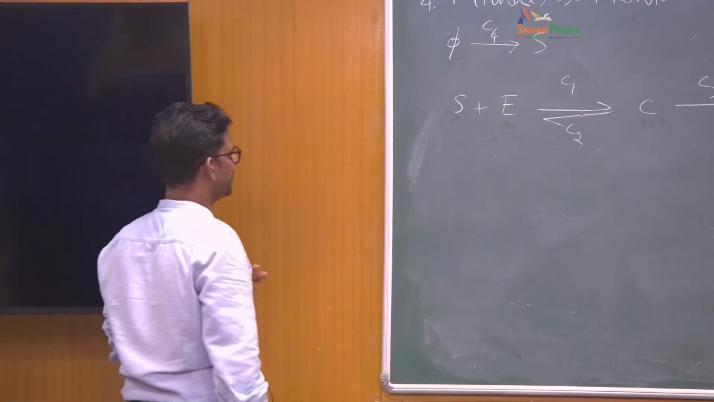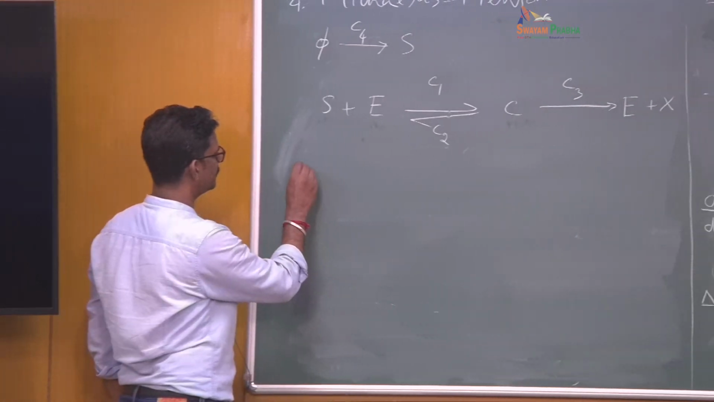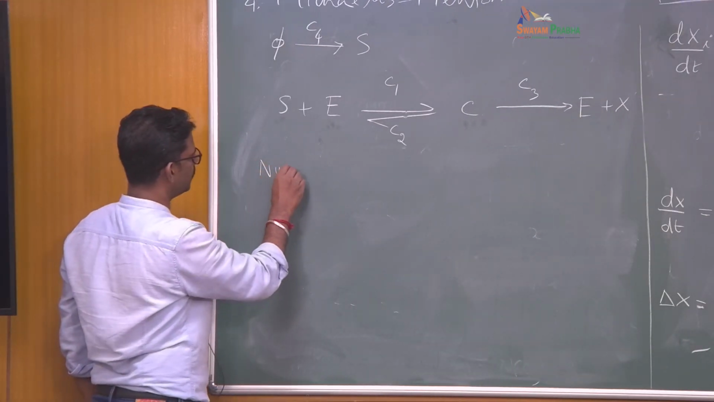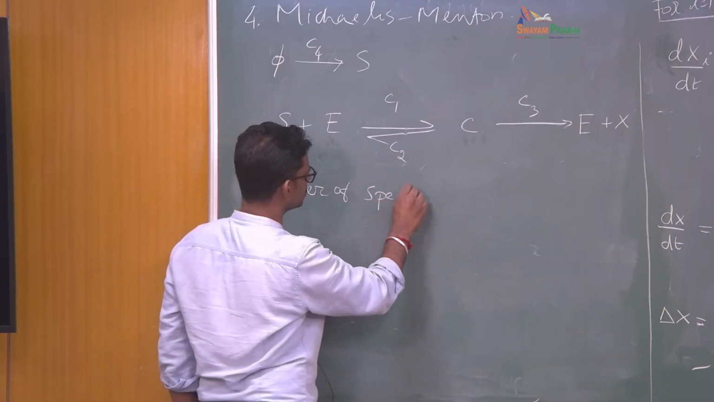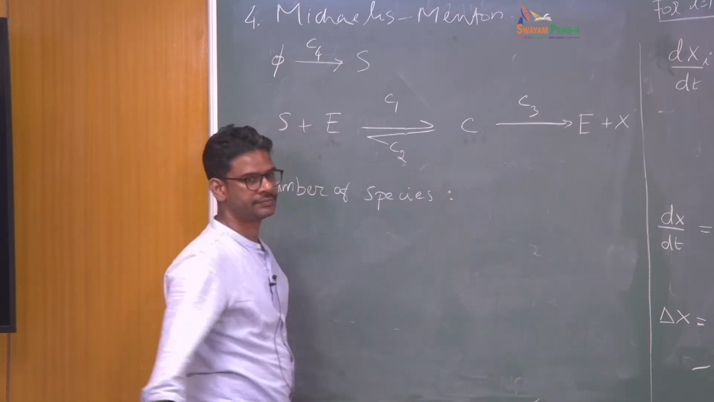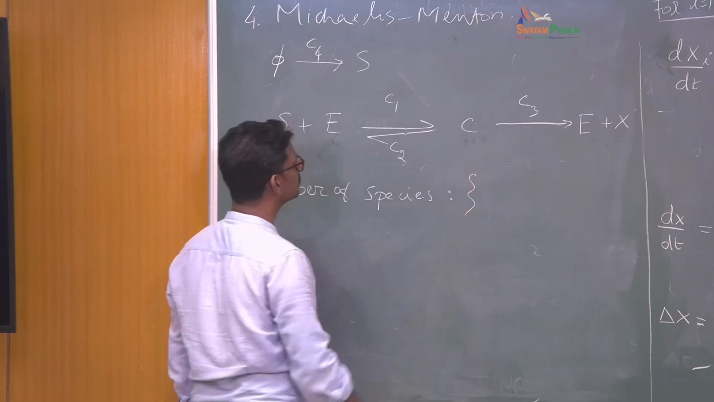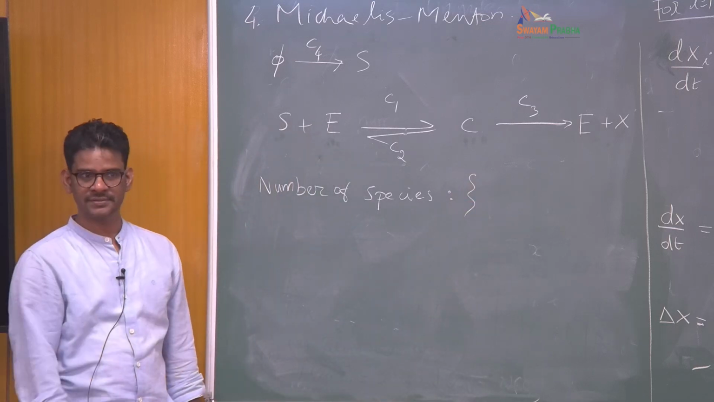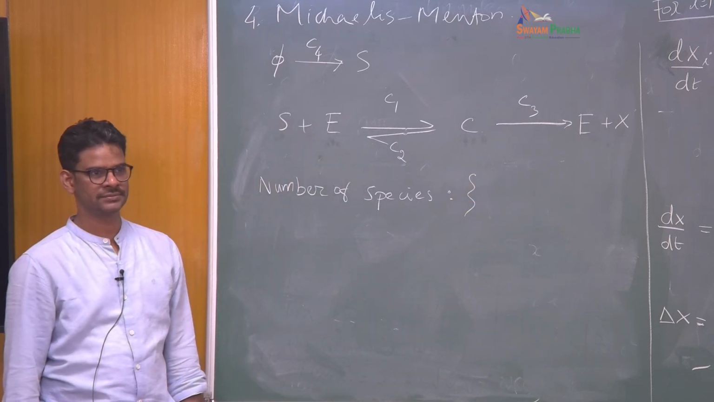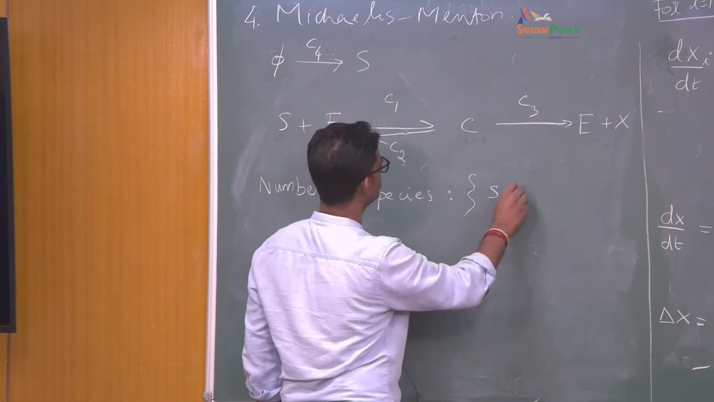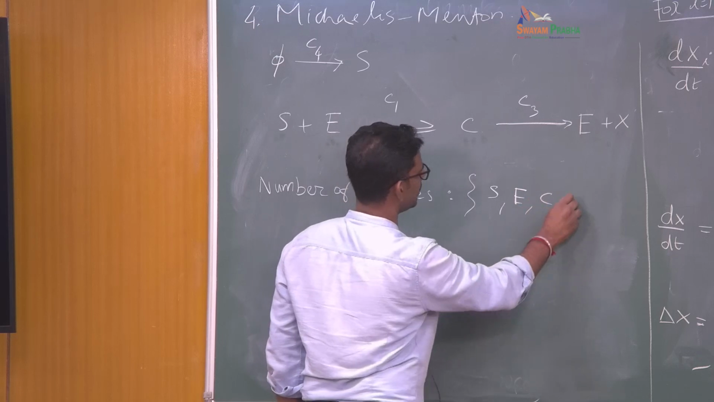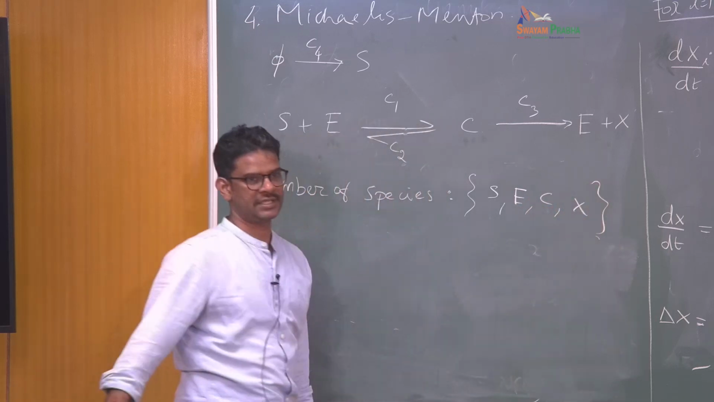That's one point. The second point is, how many species do we have to track? Number of species. Do we have to track S, substrate? Yes, we need it. E, we need. C and X. So basically there are 4 species.